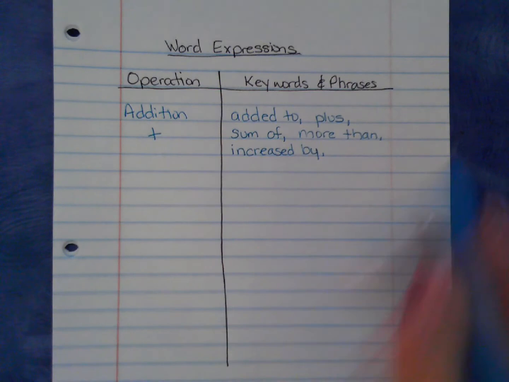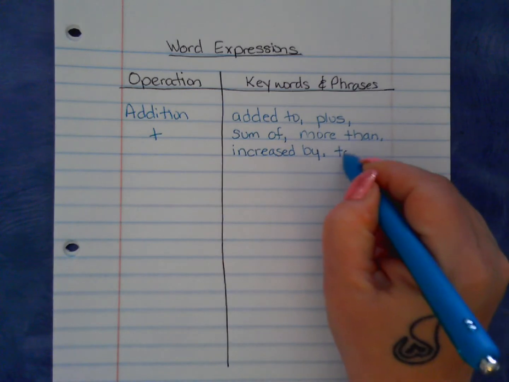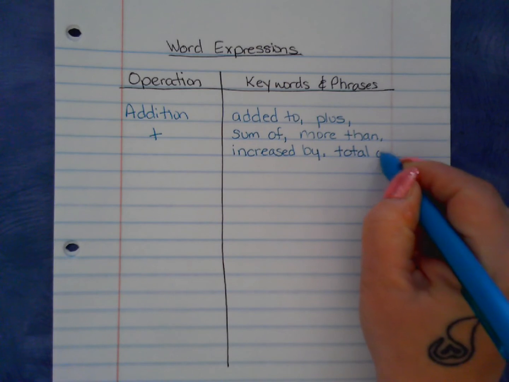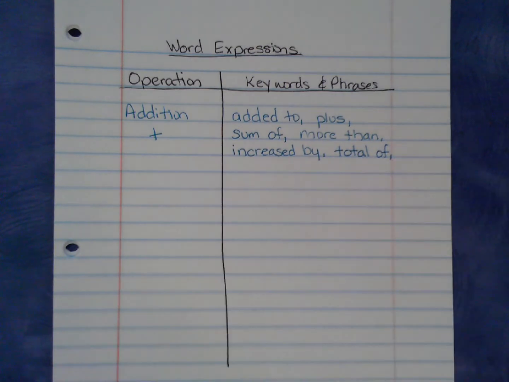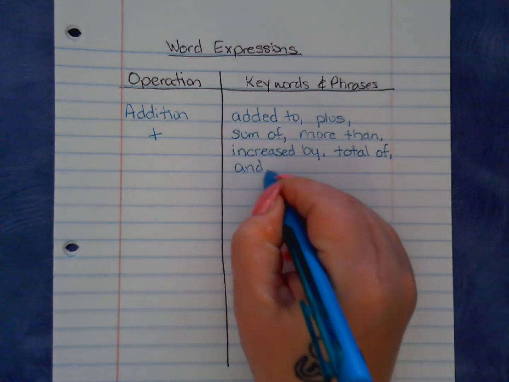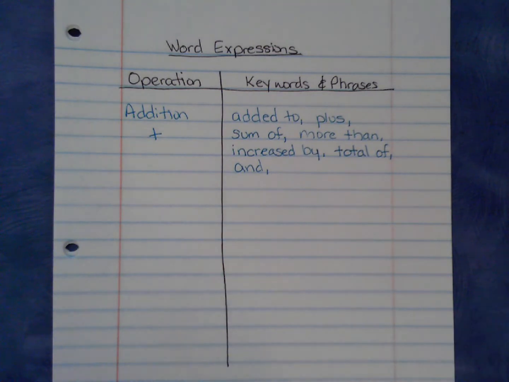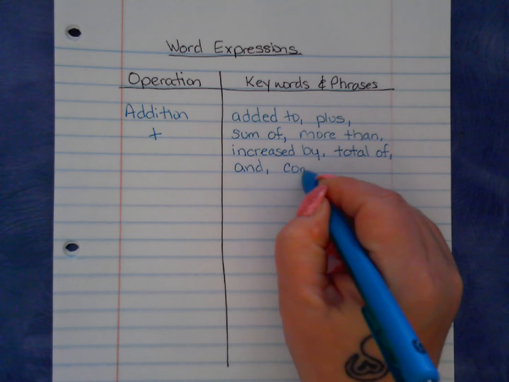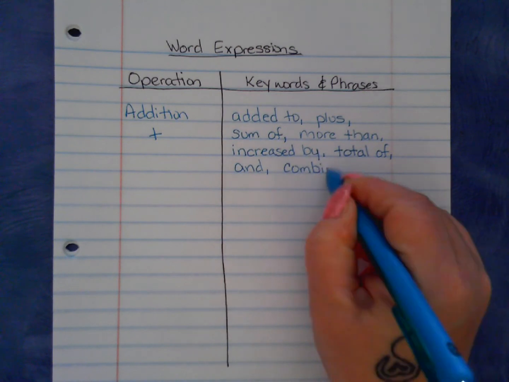You might say the total of. If you think about the total of students in my class, I would be adding up all the students. And hey, listen, this is a basic one, but and. A lot of times, it's not always a signal for addition, but a lot of times it is a signal for addition. And then I think you guys are all familiar with this one, combine.